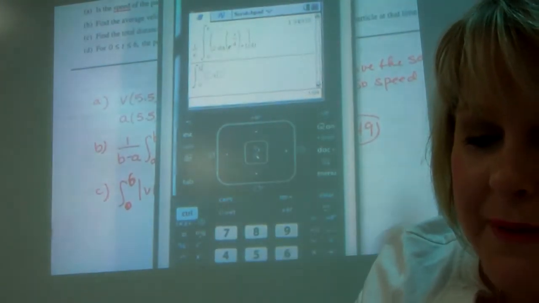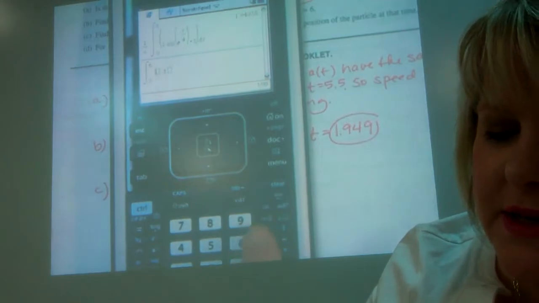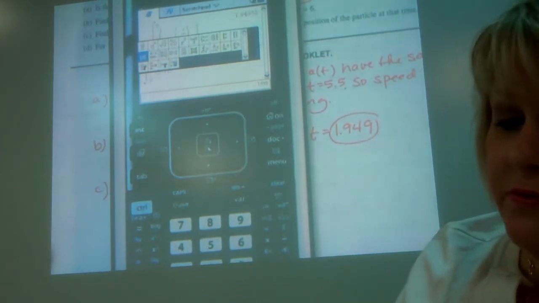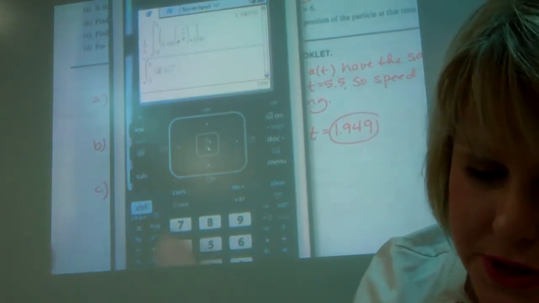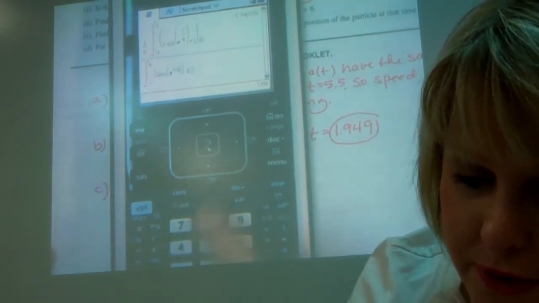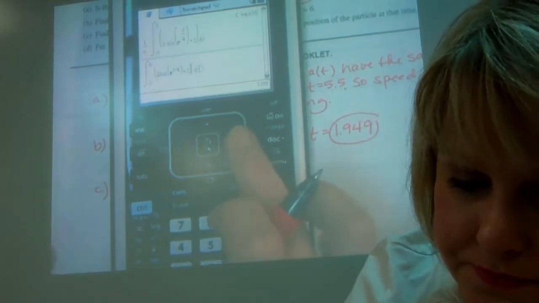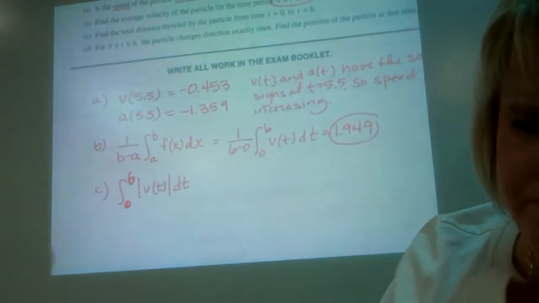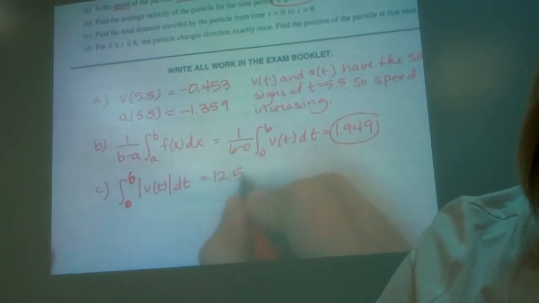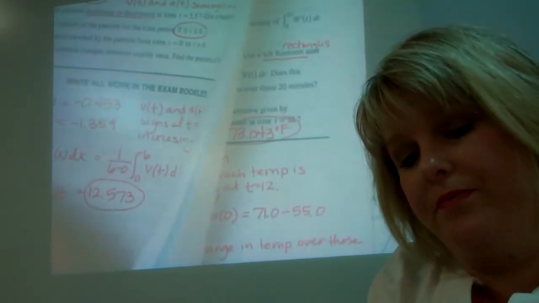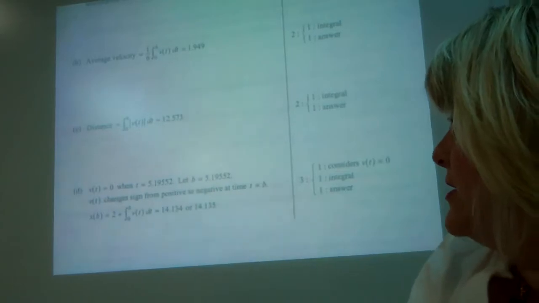0 to 6. Absolute value, there's a template for it. It's right next to the number 9 is your template key. And it's the first template on the second row. 2 sine e to the t over 4 plus 1 dt. 12.573. So that was worth another 2 points. 1 point for showing your setup and 1 point for your answer.